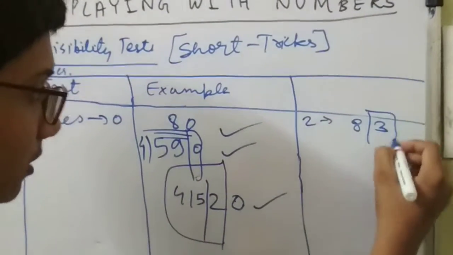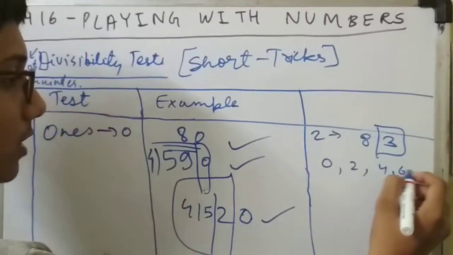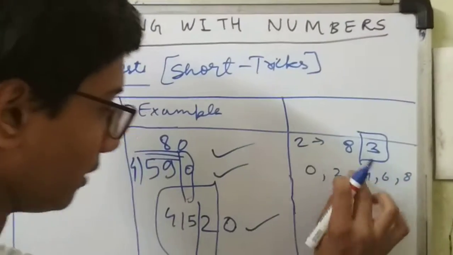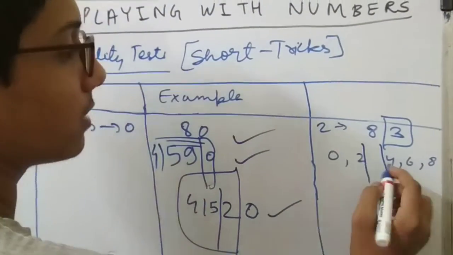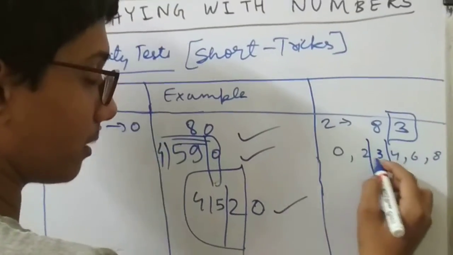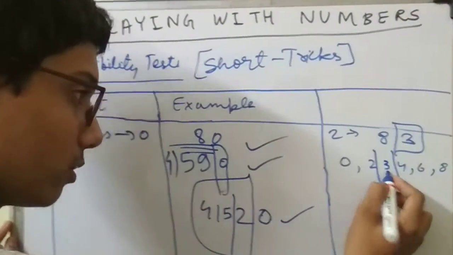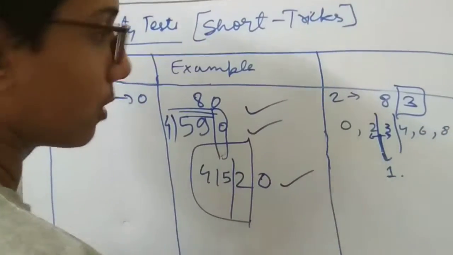In 83, if you focus on the unit digit, it is 3. 3 means what? 0, 2, 4, 6, 8. These are the possibilities that should be at the units place, but it is 3. 3 falls between these two. That means the remainder is the difference between its previous number and the original number. Here it is 1. So the remainder is 1.